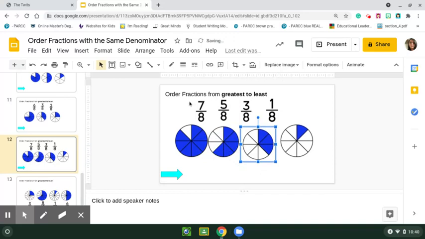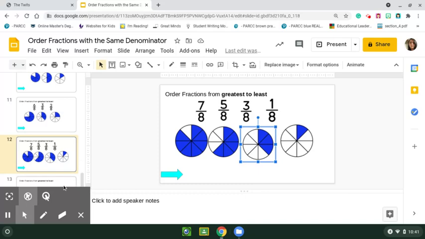And if we were to do it the original way that I had said, least to greatest, 1/8 would be the least, 3/8 would be next, then 5/8, and then 7/8 would be the last. So if it was reversed, you would have just done it the opposite way.